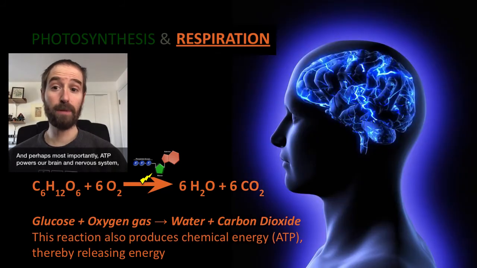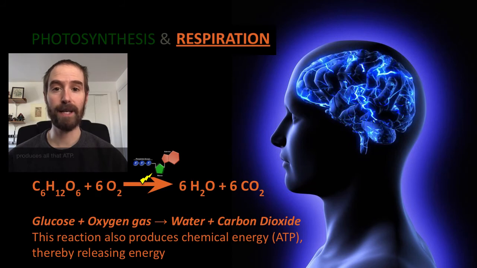And perhaps most importantly, ATP powers our brain and nervous system and helps our neurons to send electrical impulses around the body. In addition to these few examples, there are countless other uses of ATP inside the cells of living organisms, and cellular respiration is the process that produces all that ATP.